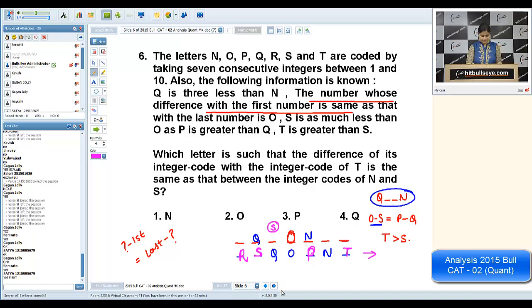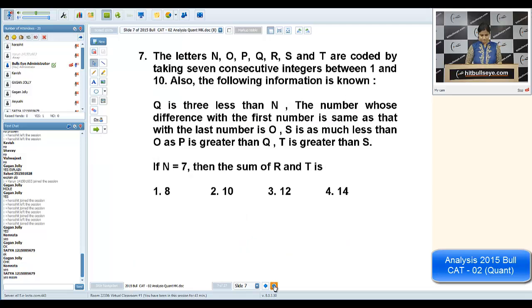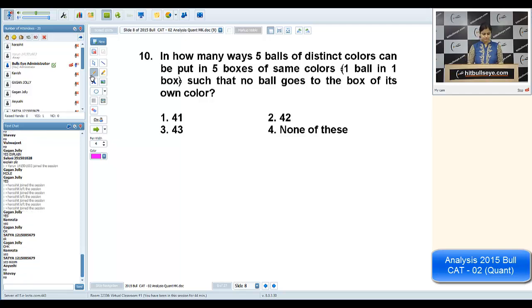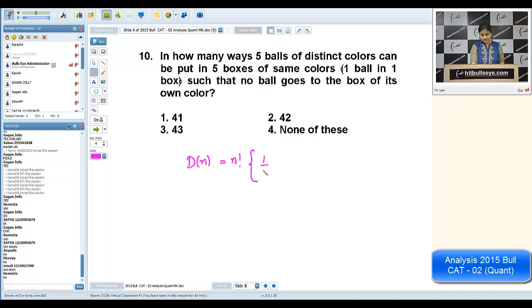Okay, let us move. That was the same question. Yeah, question number 10. Any problem in this question? We have discussed derangement in previous sessions. That is a formula based question only. What is the formula for derangement of n? It is n factorial, 1 by 2 factorial, minus 1 by 3 factorial, plus 1 by 4 factorial, and so on up to 1 by n factorial. Okay, let us move.